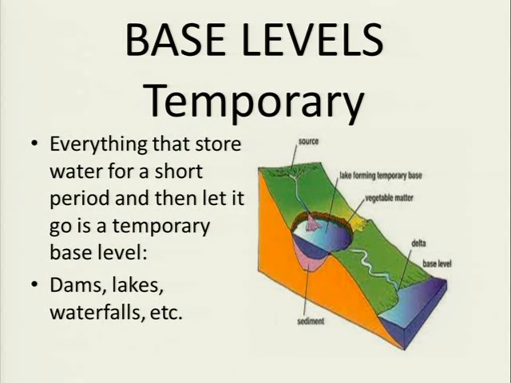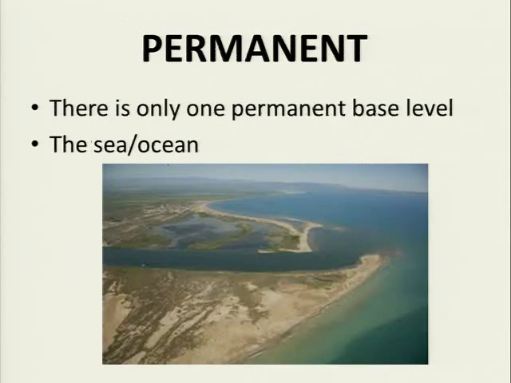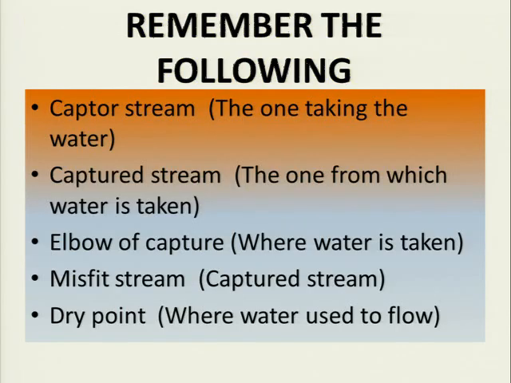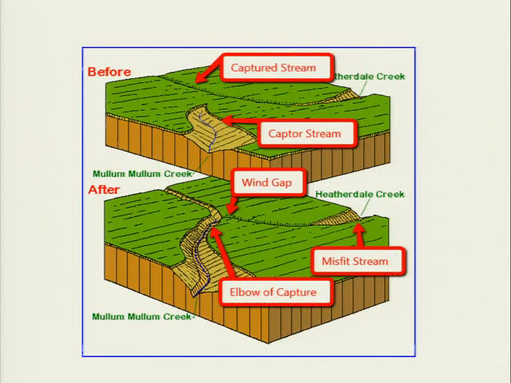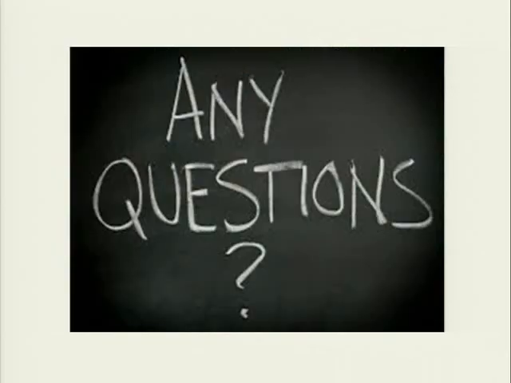When we come to base levels, those are very easy. We have temporary base levels, that is anything that is not the sea, and then the permanent is the sea level. At stream piracy, guys, make sure that you can identify the captor stream, the captured stream, the elbow of capture, and the misfit stream. Right next to the misfit stream, we have a dry point, meaning that is where the water used to flow. If you do have any questions, please post them now.